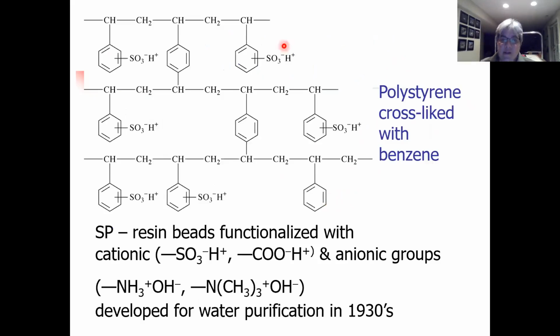Most of the stationary phases have this kind of structure. This is polystyrene cross-linked with benzene. And then they have functional groups. Notice these: if you want to separate cations, you have either the SO3 or the COO minus, and there's a hydrogen ion. If you want to separate anions, then instead of these, you would have NH3OH or this OH. Okay? And then you're going to separate anions.